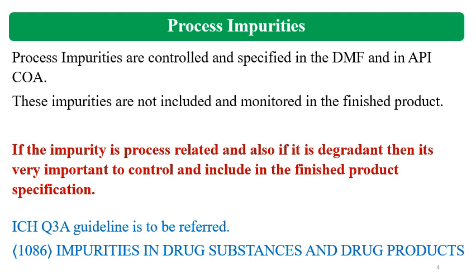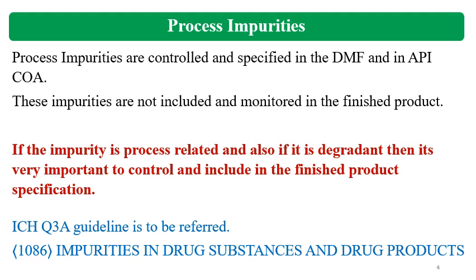These process related impurities are also captured in the API COA. These impurities are generally not included or monitored in the drug product. For example, if you have taken a drug substance, if it contains 5-6 impurities, then the drug product manufacturer is not required to study all those impurities in the stability. Only the degradant impurities are required to be studied.